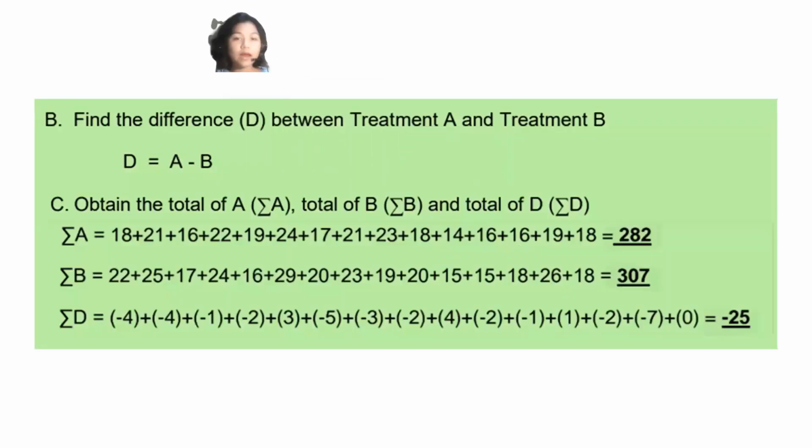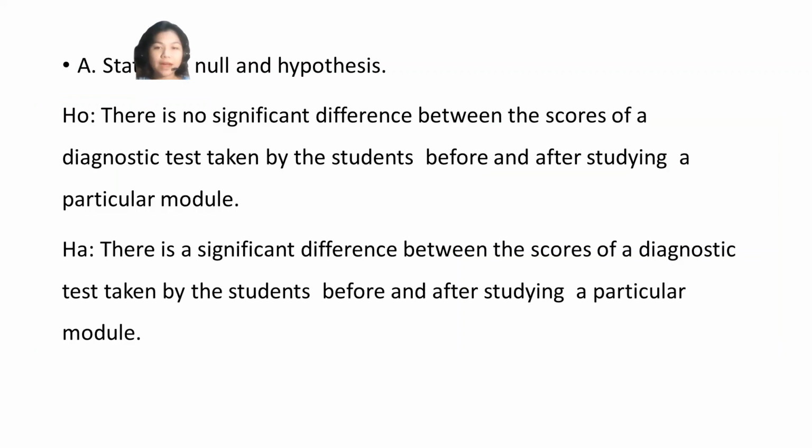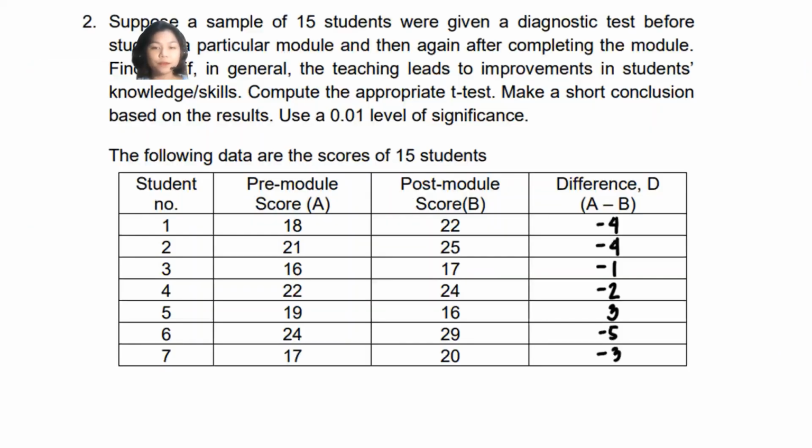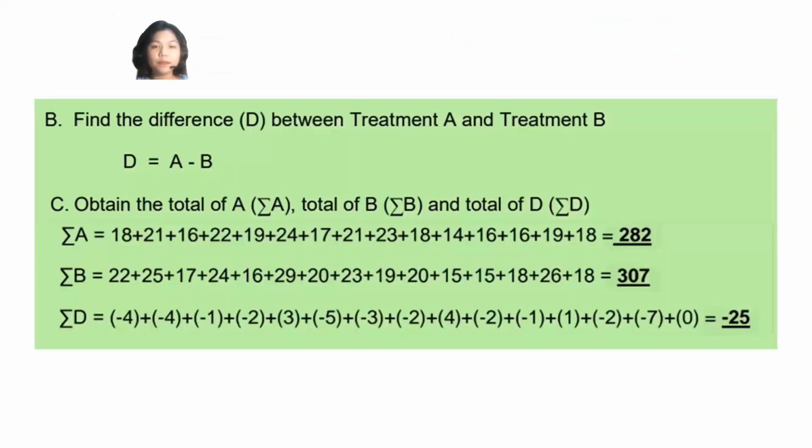So first, find the difference between treatment A and treatment B. So of course, A minus B. That is our table from earlier. Now, for C, obtain the total: the summation of A, the summation of B, and the summation of D. So we just input all of these in the calculator.